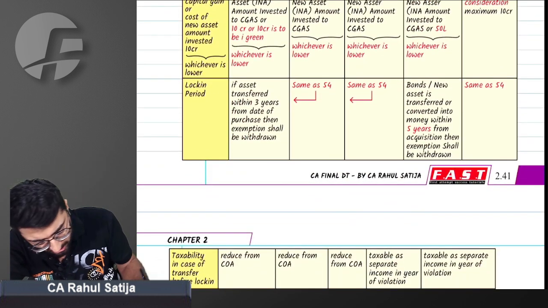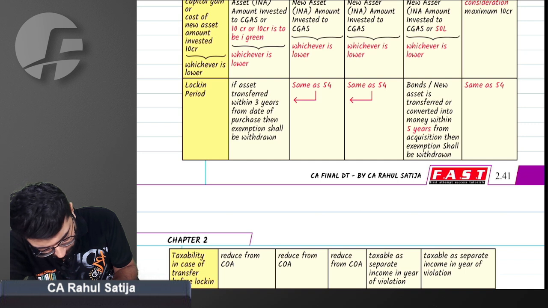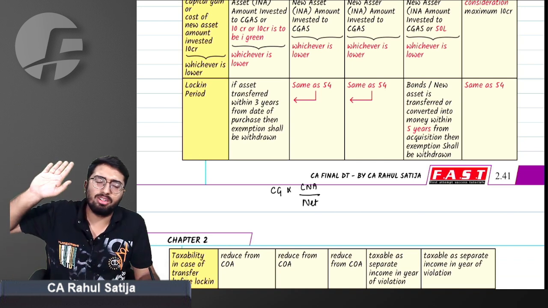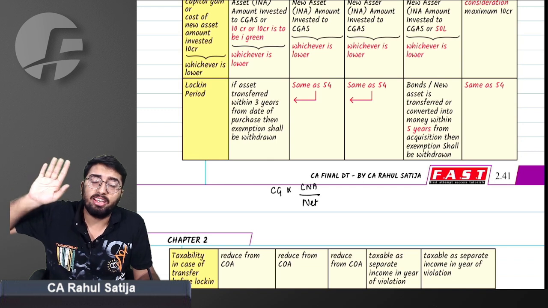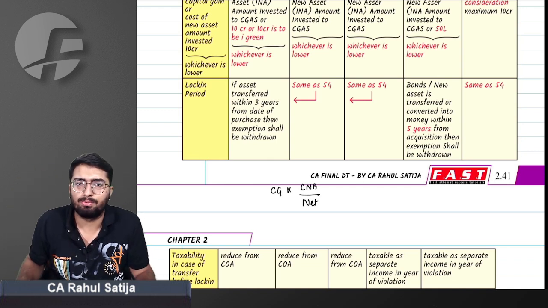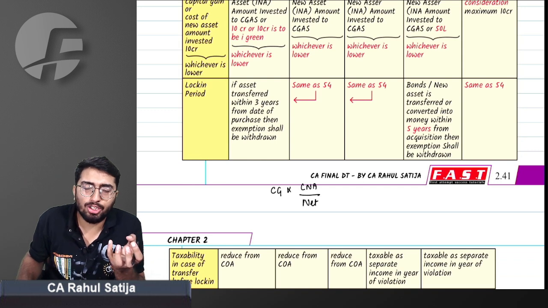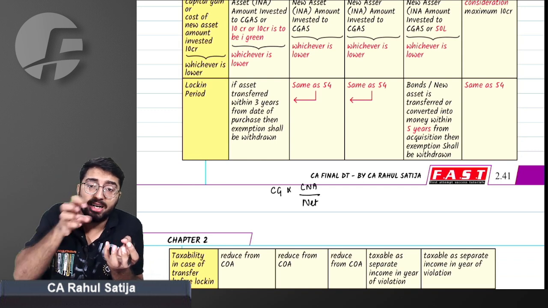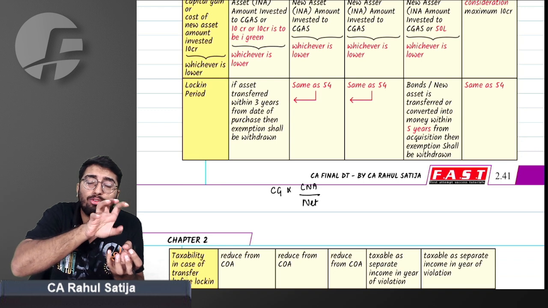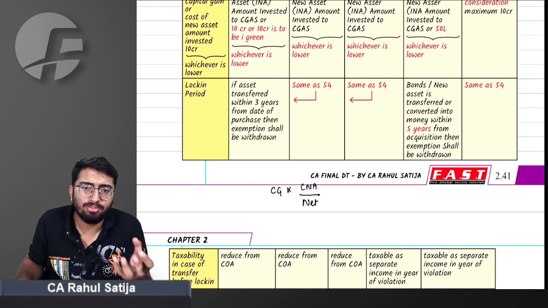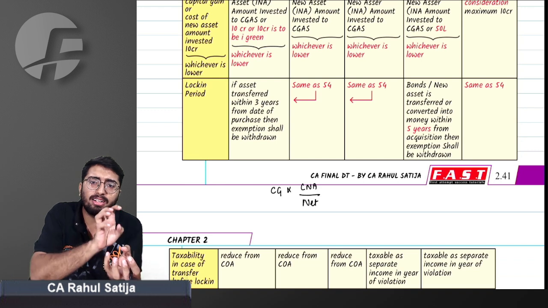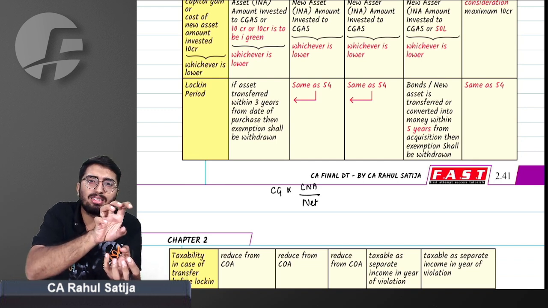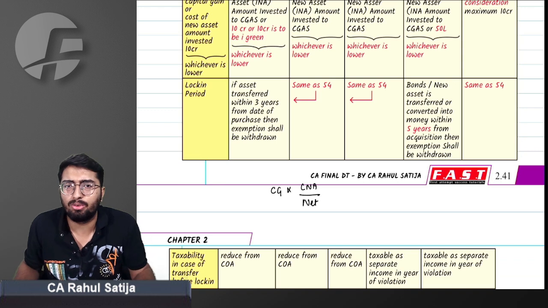Just listen to this. Capital gain multiplied by cost of new asset divided by net consideration. This provision says we don't give exemption based on your capital gain. We give exemption based on your net consideration. Out of your net consideration, how much are you using for acquiring the new asset? In that proportion we will be exempting your capital gain.